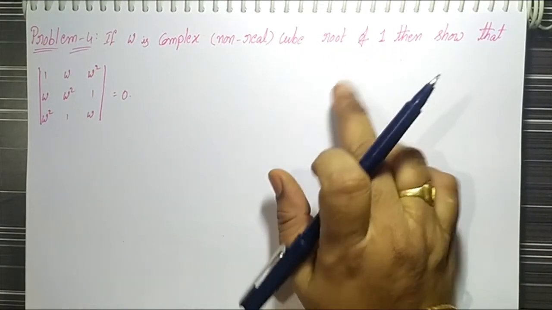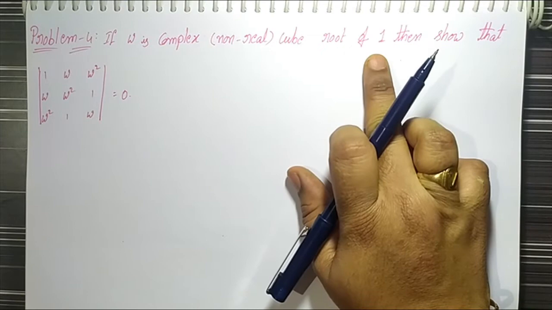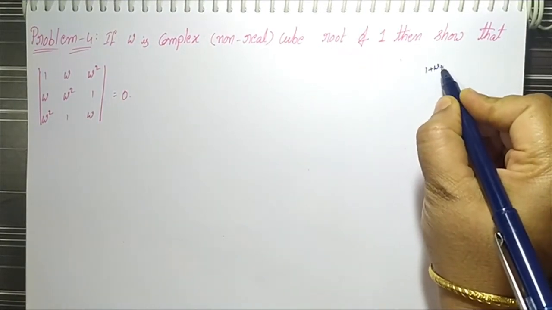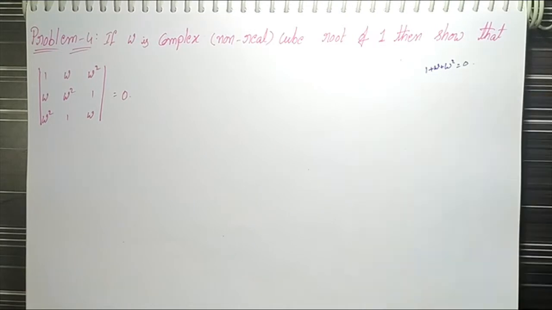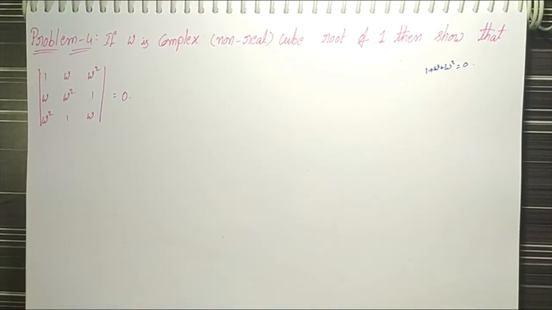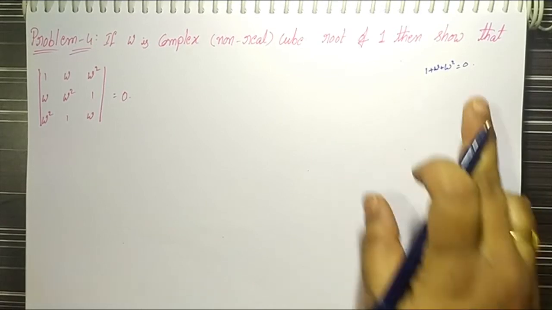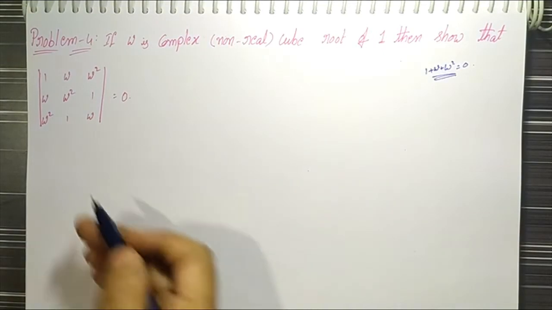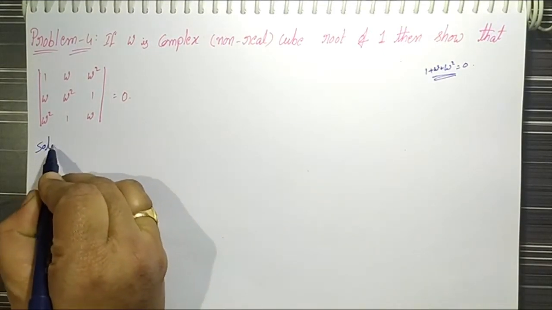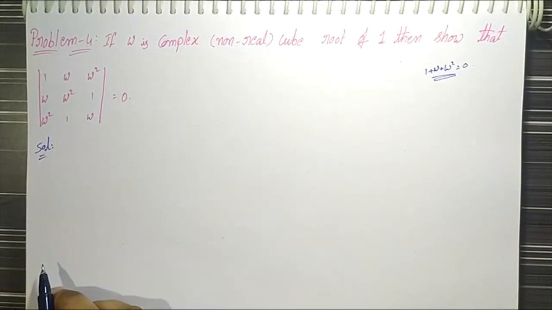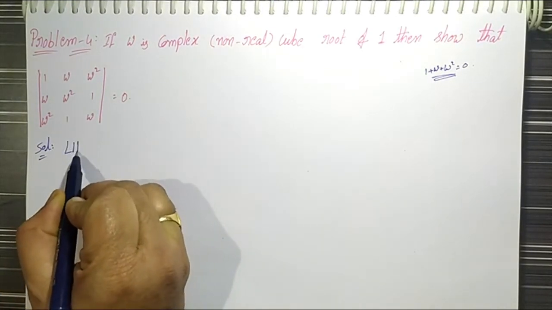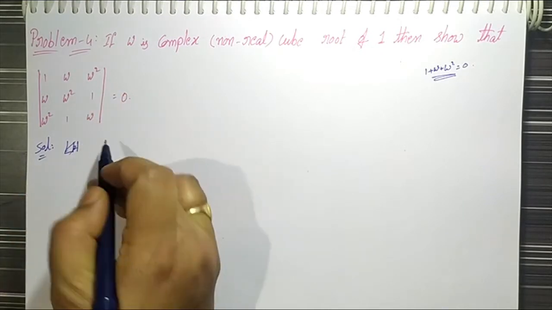Already we know omega is a cube root of 1, then we already know that 1 plus omega plus omega square is equal to 0. This is one of the formulas in complex numbers. Then by using this formula we have to show this result. For that, first take the solution. Write down the LHS value. First write down the matter.